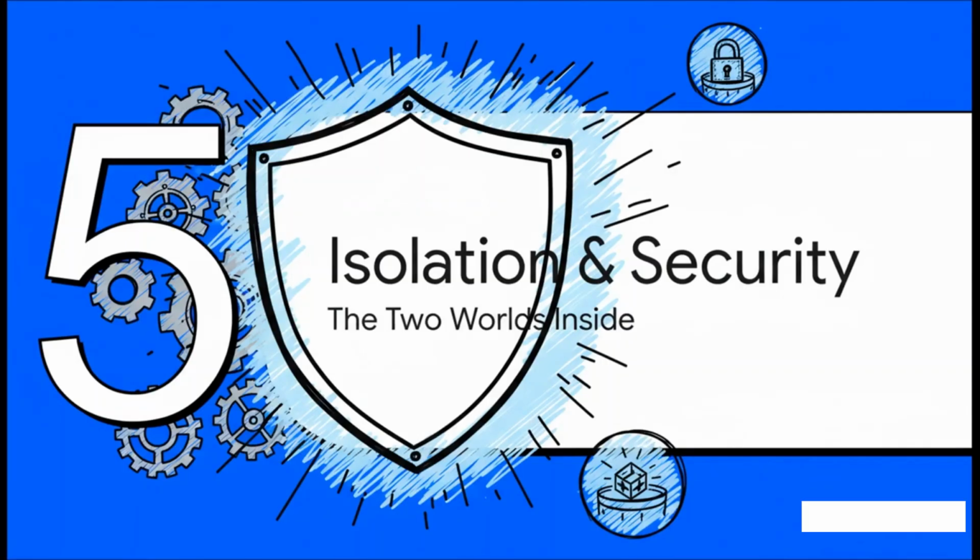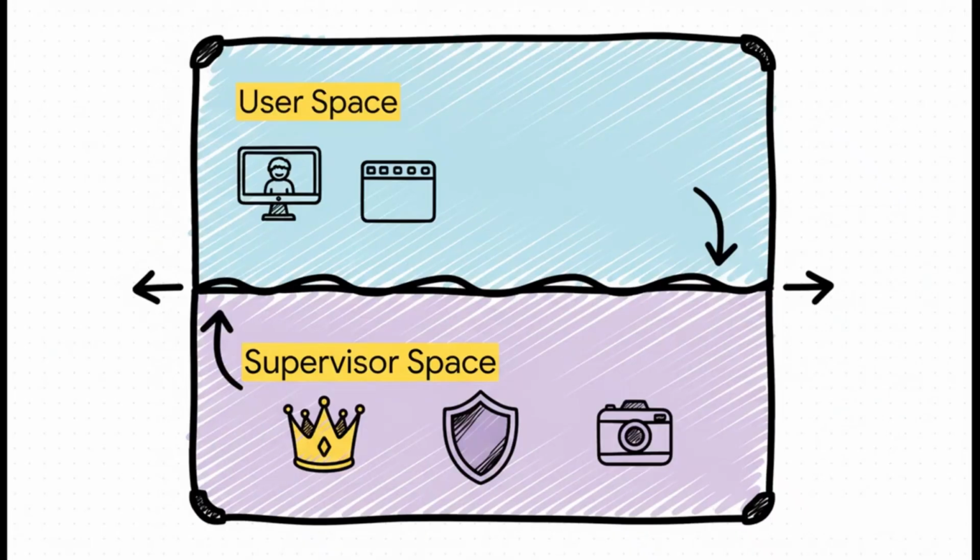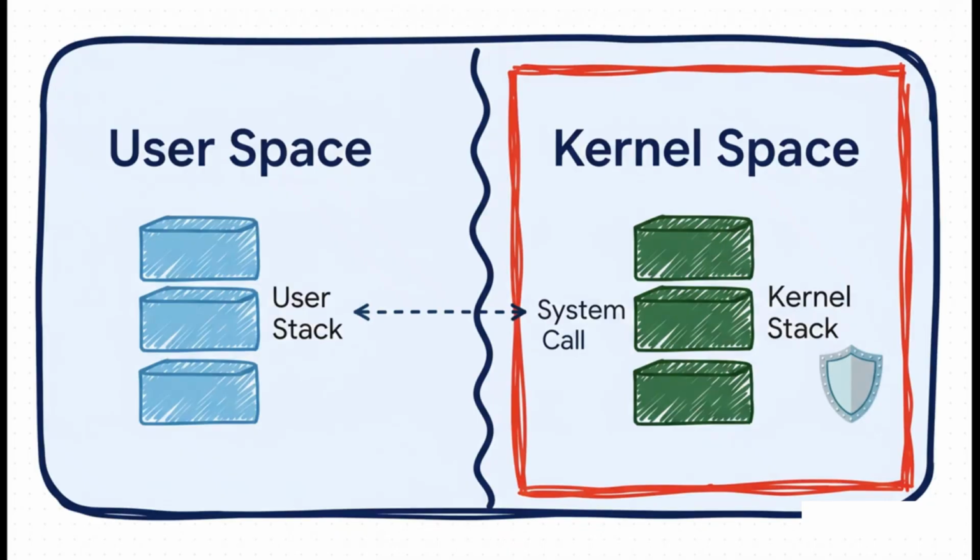Okay, so to make sure all this juggling doesn't turn into total chaos, the OS has to be a really strict bouncer. It creates a super protected, isolated bubble for every single process to live inside. So every process lives in its own little virtual world, but this world is split in 2. You have the user space, which is where your app's code runs with limited permissions, and then you have the supervisor space, or kernel space. That's the OS's private club, where all the really critical stuff, like that trap frame, is kept under lock and key.